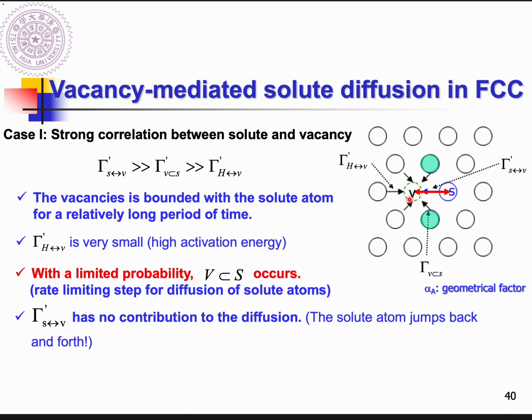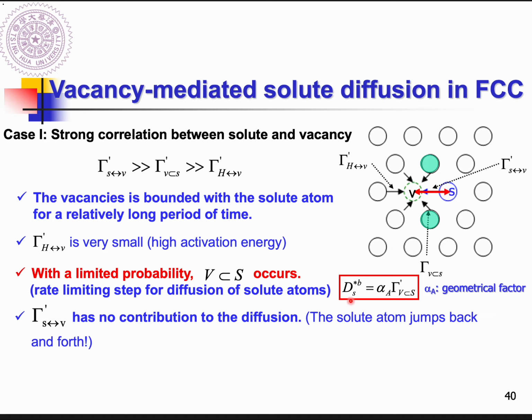Based on this, the limiting step to drive the solute atom to diffuse through this FCC structure actually is the gamma prime Vs, instead of the gamma prime SV. Even though gamma prime SV is quite fast, it has no contribution to the diffusivity of the solute atom, because the solute atom jumps to the left-hand side, jumps to the right-hand side, and nothing changes. However, gamma prime Vs, which means the host atom surrounding the solute jumping into the vacancy, will be the limiting step leading the diffusion of the solute atom.